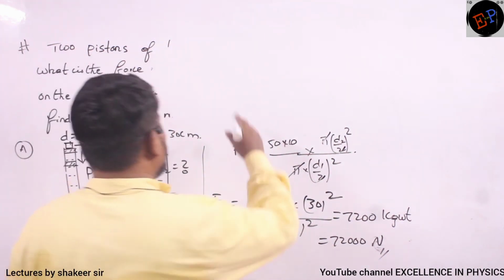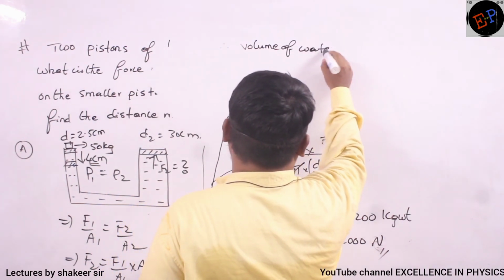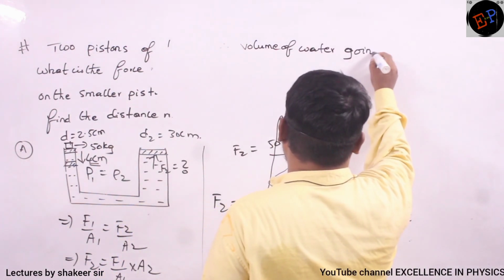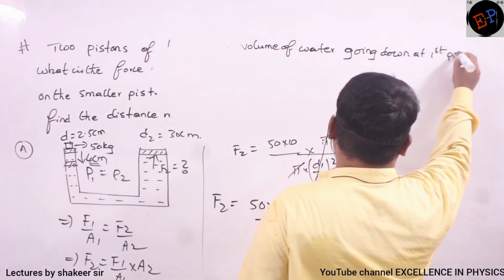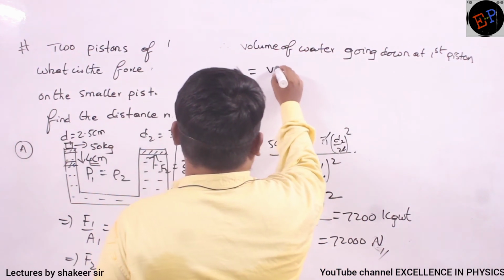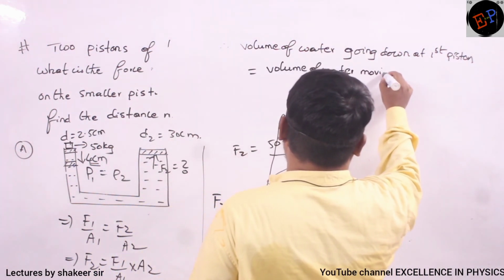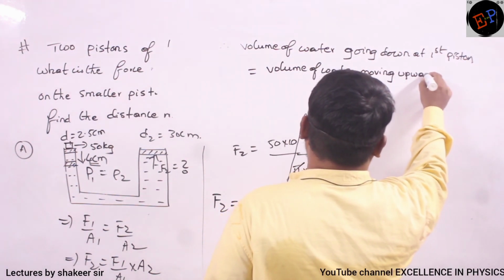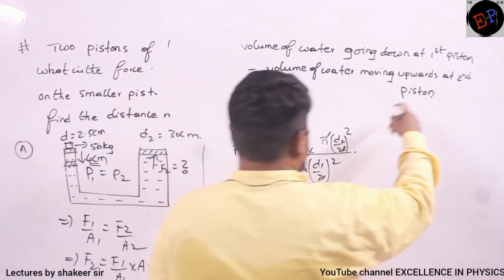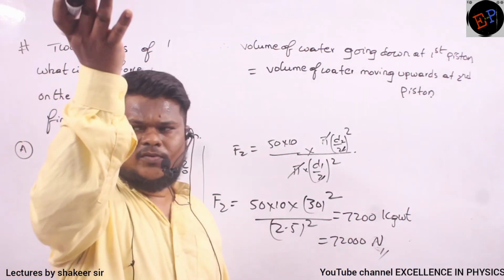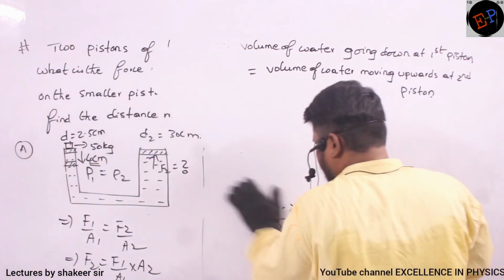Is it clear? So therefore what we say, the volume of water going down at the first piston is nothing but the volume of water moving upwards at the second piston. Okay. So what is the volume of water going downwards? Same volume of water should go upwards. Understandable point. Clear? So therefore I can say V1 is equal to V2.